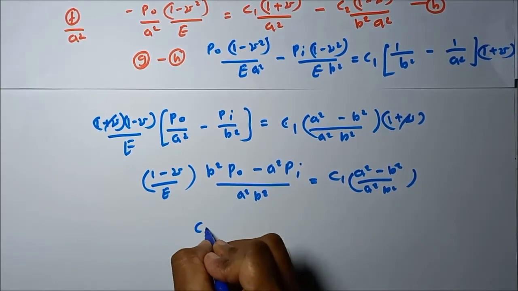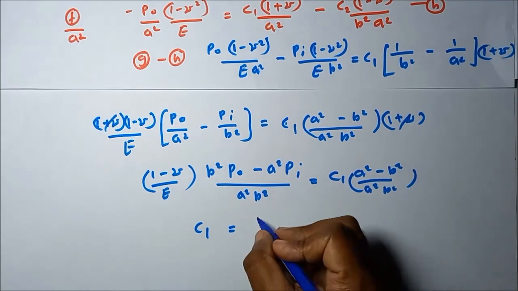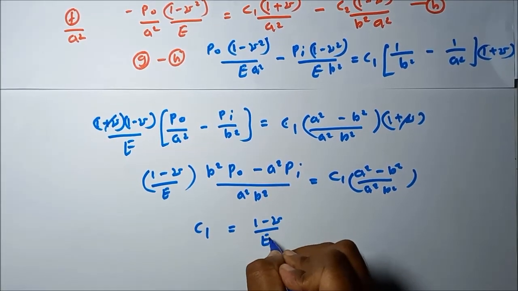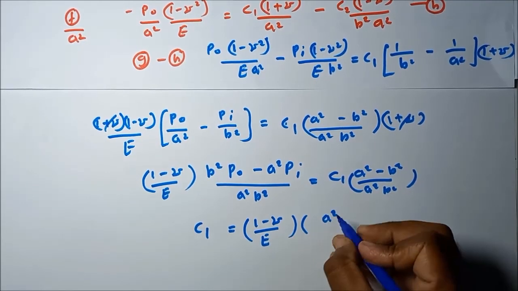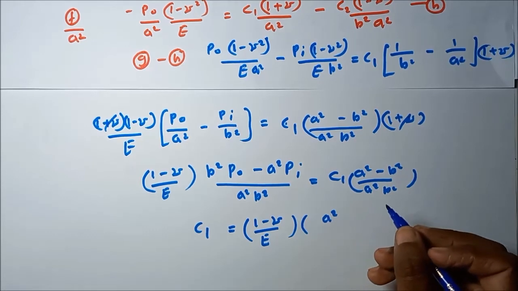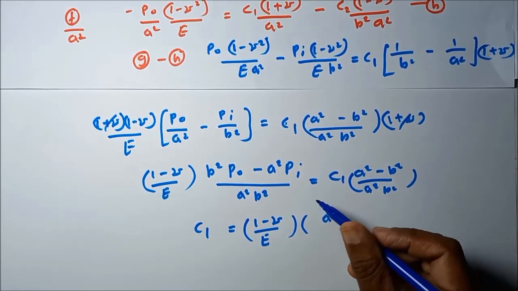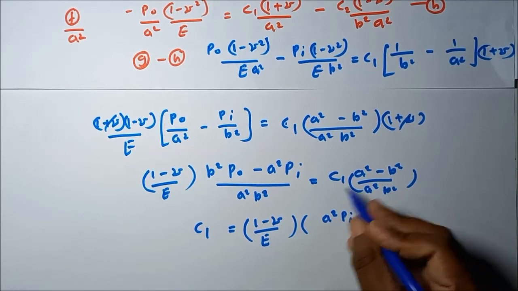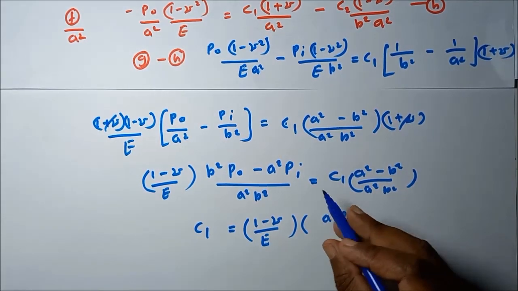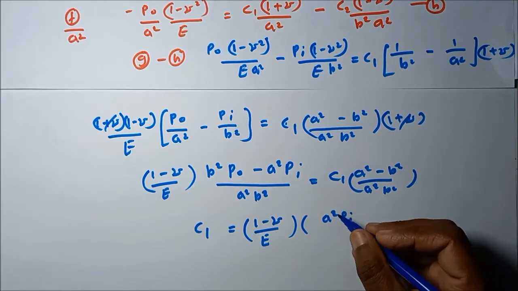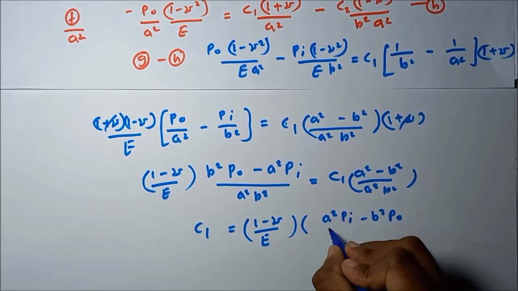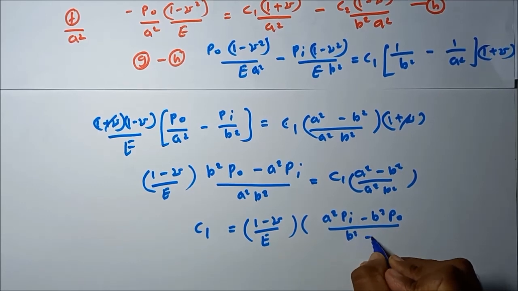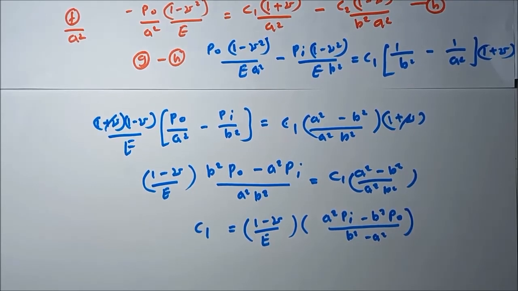By making the c1 the subject, c1 is equal to (1 minus nu) divided by E times ... I'm going to change the terms by multiplying the numerator and denominator by the minus sign: (a square pi minus b square p naught) divided by (b square minus a square). Then this is the c1.